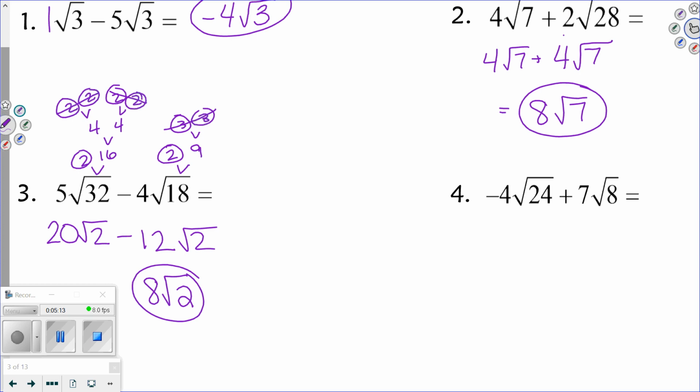So number 4. Are they like terms the way they sit? Nope. So we need to go ahead and do our factor trees. So you guys go ahead and simplify yours. I'll simplify mine. I won't say anything, okay? We'll see what we each get.